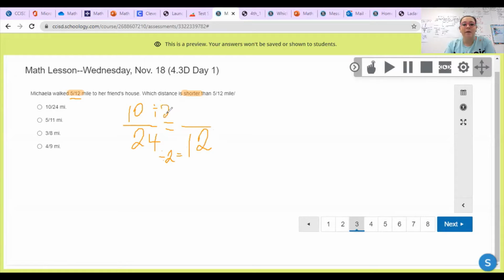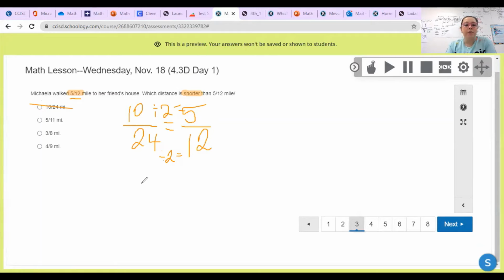And 10 divided by 2 equals 5. And therefore, I have determined that 10/24 is equal to 5/12, which means that cannot be the answer because I'm looking for an amount that is shorter. Okay, let's look at the next one, 5/11.